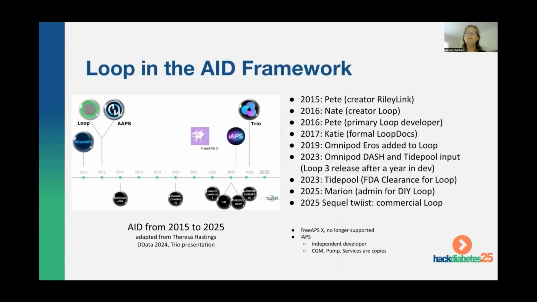Loop and Trio both use forks of the same submodule repositories. IAPS started by using copies of the code, which made maintenance more difficult. In late 2025, IAPS began the transition to use forks. The last thing I want to highlight on this slide is the Twist commercial AID system, available in 2025. Twist uses the Loop algorithm, which, after years of effort by the nonprofit Tidepool organization, was approved by the FDA.